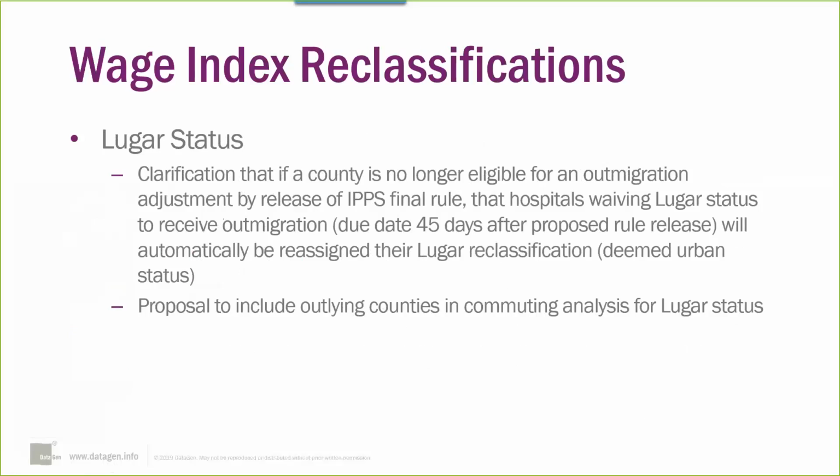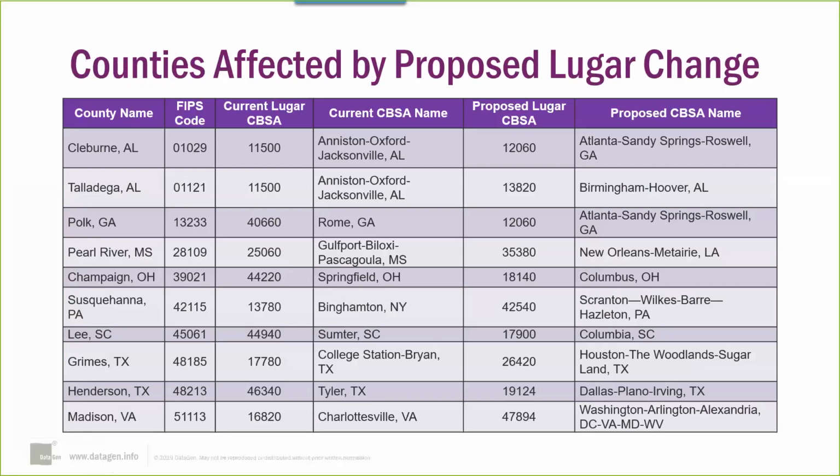CMS is also proposing to increase outlying counties in their commuting analysis for the determination of where counties are set for their Lugar status as far as CBSAs go. The 10 counties affected by this proposed change to the Lugar calculation are on this slide.